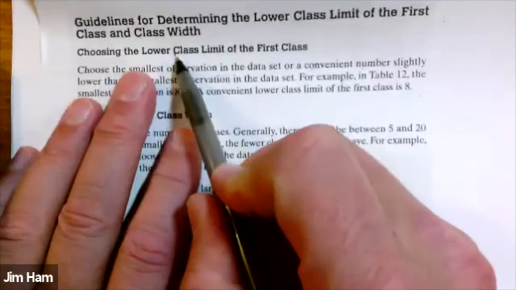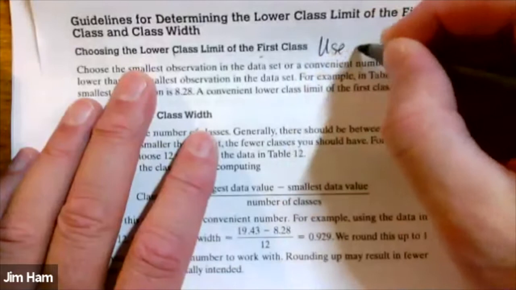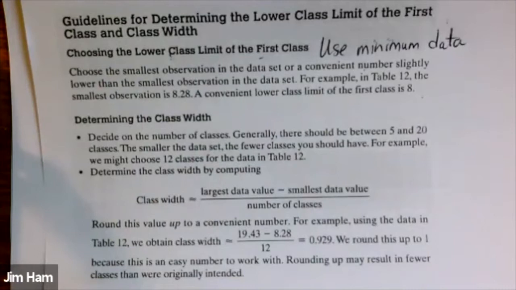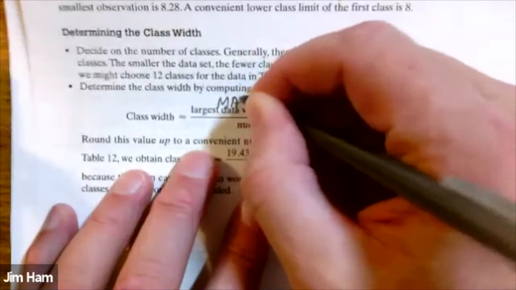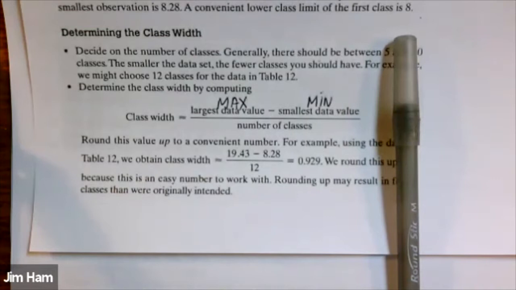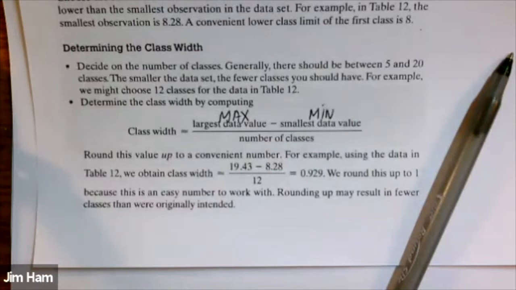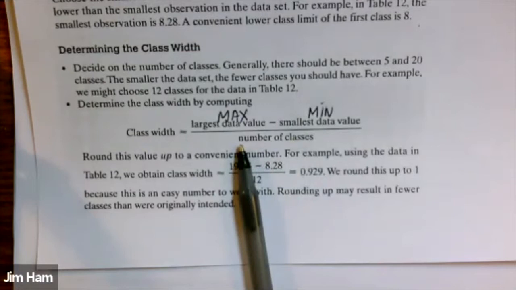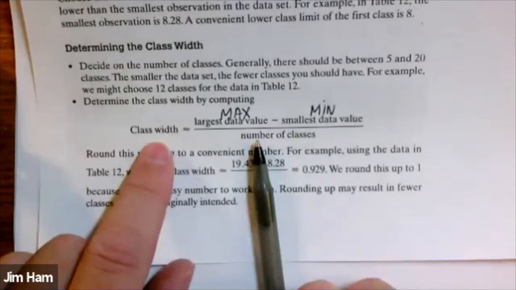Usually, when we establish the lower class limit of the first class, we just use the minimum data value. This author says you can use the minimum data value or a nice number that might be a little bit lower. So we're going to identify the min and the max. Then we take the maximum data value and subtract the minimum data value, which gives the range of values. Then we chop that up into the number of classes we want. So if we want 8 classes, we would divide that range by 8, and that would make 8 equal classes, all the same. We'll call that the class width.